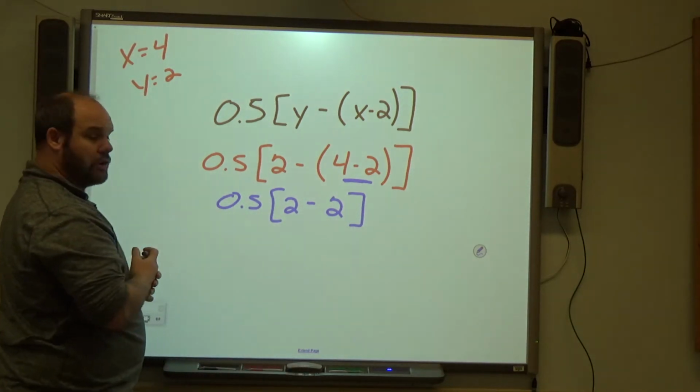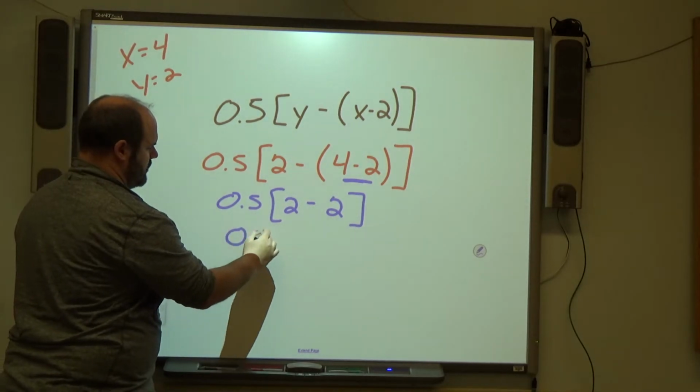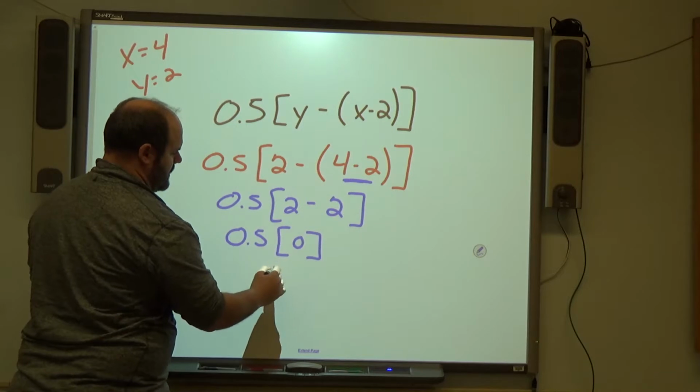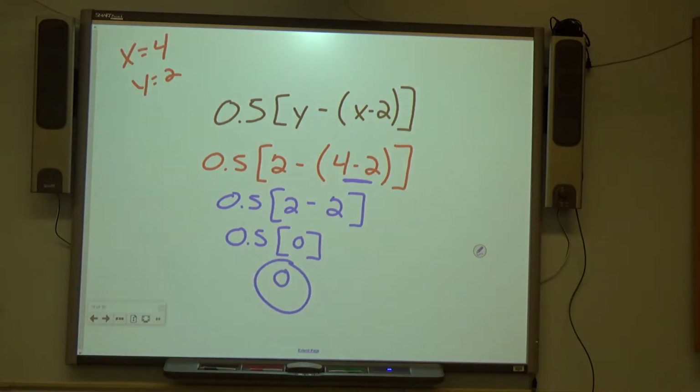Now we work inside the grouping symbols, which happens to be brackets this time. I still have 0.5, 2 minus 2 is 0, and anything times 0 is 0. Go ahead and pause the video if you need to copy this down.